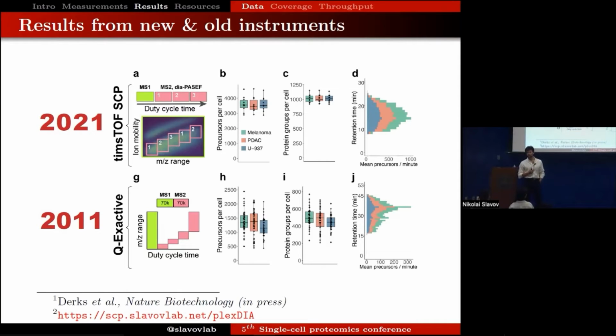Clearly, the newer instruments perform better. They give deeper coverage. So if you have the resources to buy the latest and the best instrument, that's what you should do. But if you don't, you can still use the older instrument and get usable data. So let me show you some data from this old archaic instrument of more than a decade ago.